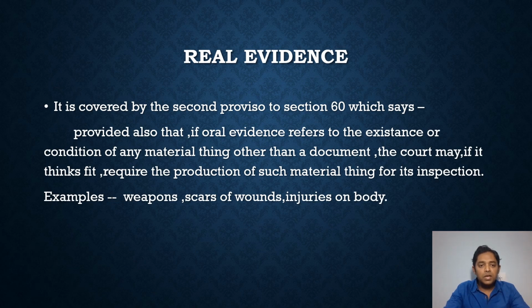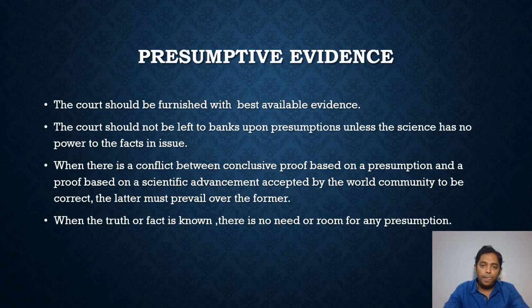Real evidence. It is covered by the second proviso to section 60, which says: provided also that if oral evidence refers to the existence or condition of any material thing other than a document, the court may, if it thinks fit, require the production of such material thing for its inspection. Examples: weapons, scars of wounds, injuries on body.